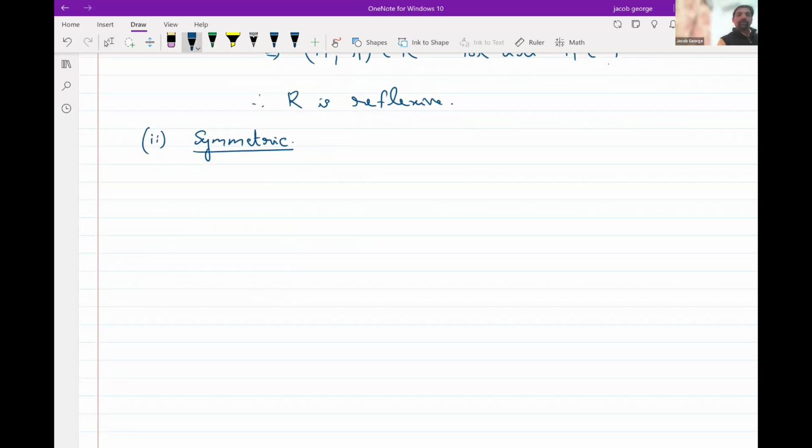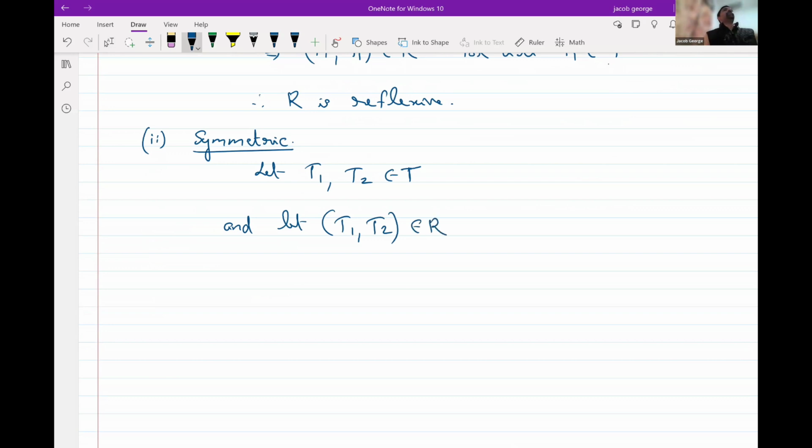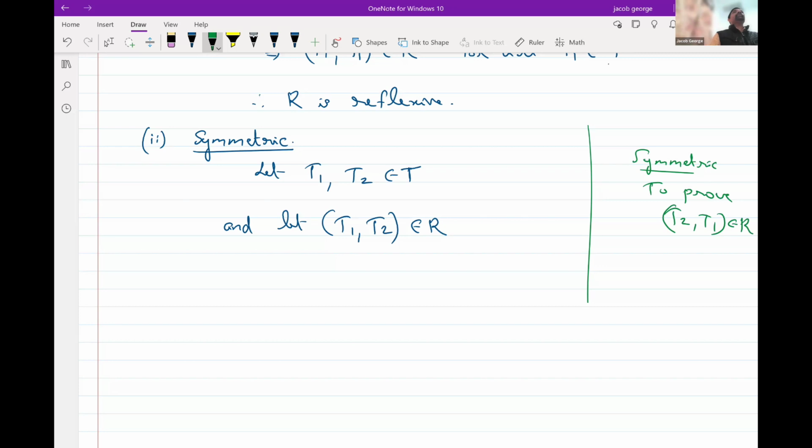So I pick 2 elements. Not as ordered pair; we pick 2 elements means like this, T1, T2 element of, from where do you pick the 2 elements? From T, and let the ordered pair, in relation all the elements are ordered pairs, let ordered pair (T1, T2) element of R. Then in the reference space you can note down. For symmetric, what do you have to prove? We have to prove that (T2, T1) element of R, right? It's reverse pair.